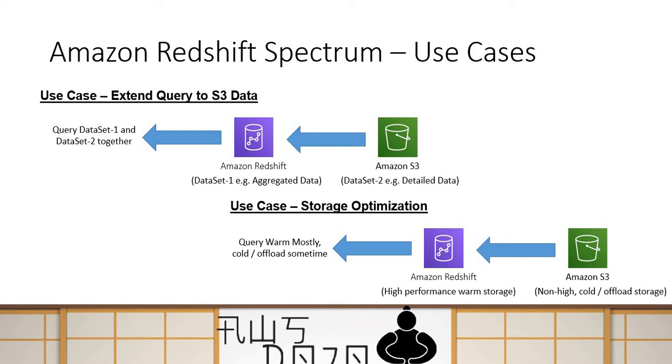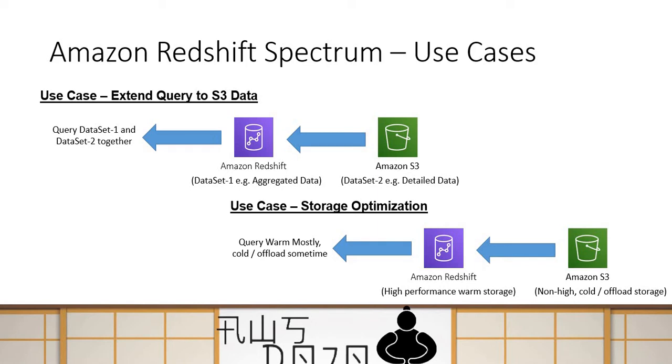So this is the second scenario I have seen where you can keep your warm data inside Redshift and keep your cold or offload data into your S3 bucket. If you have scenarios like that, where you want to tier your storage between S3 bucket and Redshift, then Redshift Spectrum comes to help. It doesn't enable you to tier the data, because tiering you do yourself by segregating your data in two different storage, S3 and Redshift.